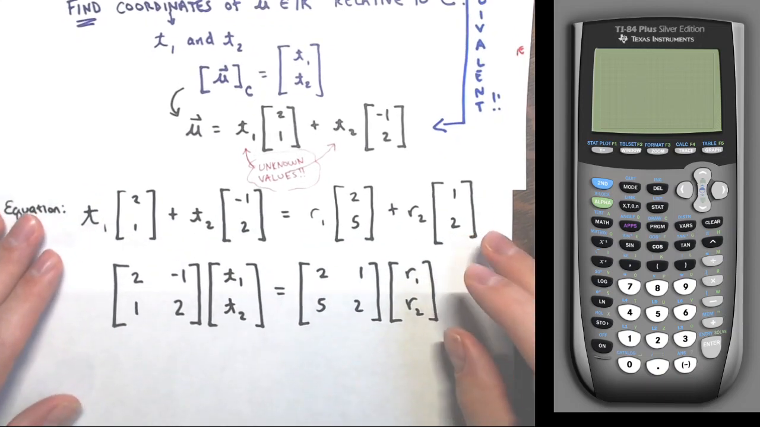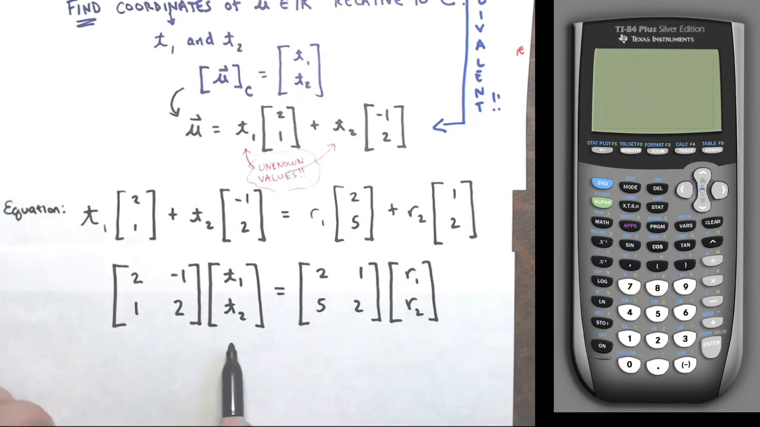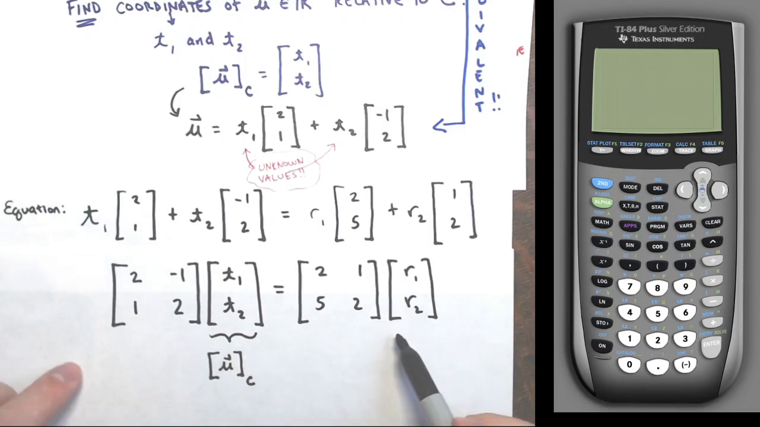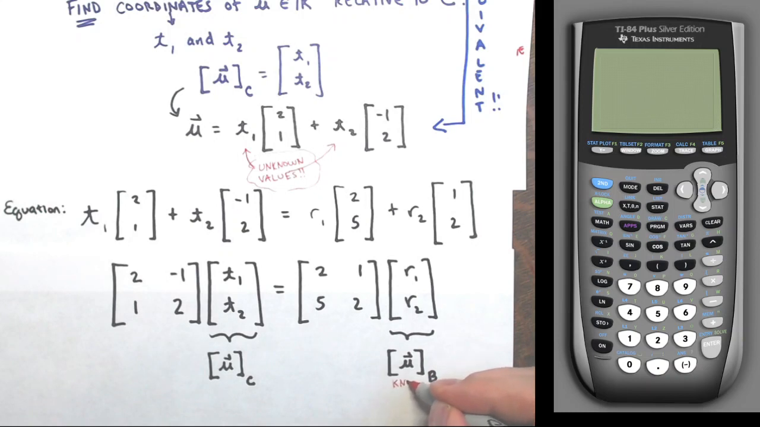So now, another way to write this. Okay, remember this here, this t1, t2, this is the coordinate vector of u with respect to basis C. And this r1, r2 is the coordinate vector of u with respect to basis B. One more time, this is known, this is unknown. Right, with respect to B I know, I want to find C.